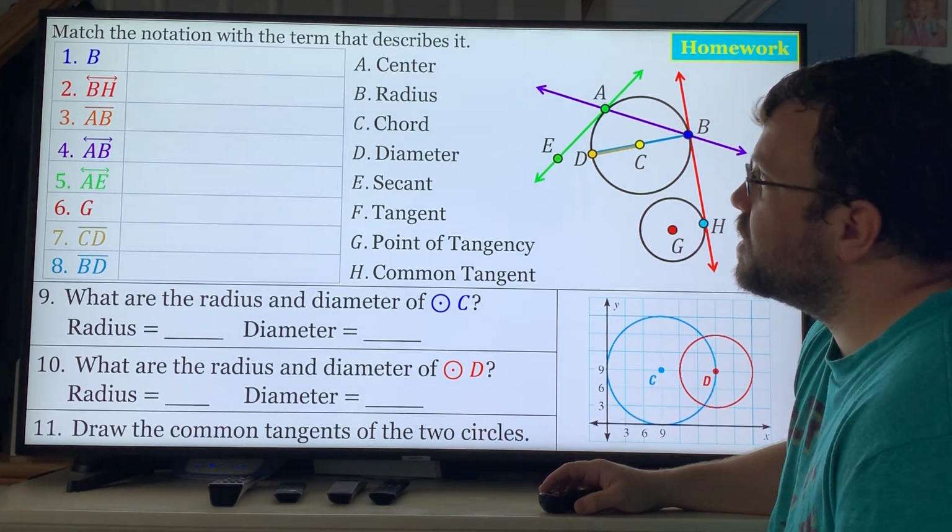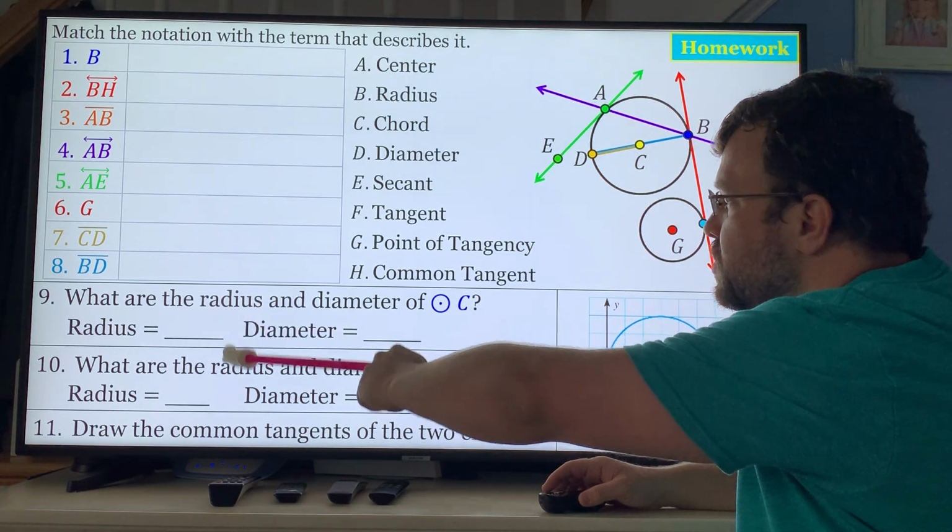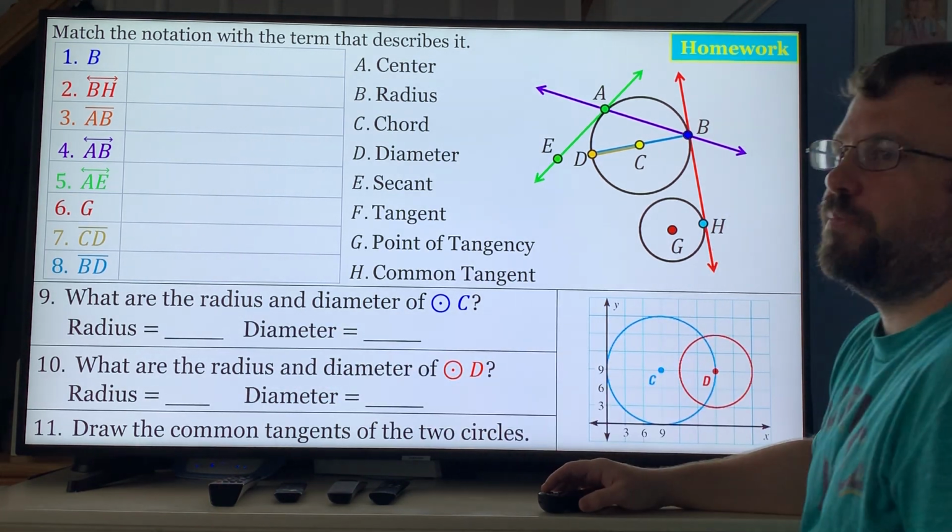So this would have been your homework. So let's go over this. I want you guys to match the figures. All right? I want you to list the radius and diameter. Go.